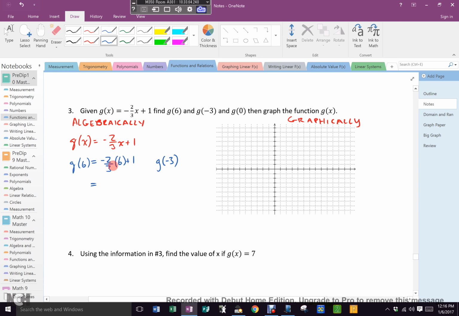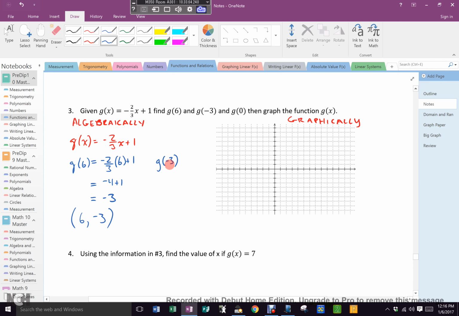What is this answer? What is negative 2/3 times 6? I'm not going to tell you because all of you know how to multiply fractions. It is indeed 4, but it's negative 4, right? Okay. And what's negative 4 plus 1? Negative 3. So now, do I have a point on the graph? Yes. What is the x value of that point? 6. What is the y value? Negative 3. Well done, everyone.